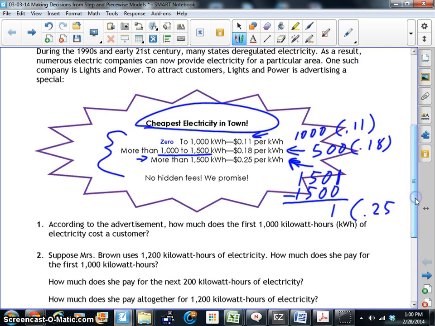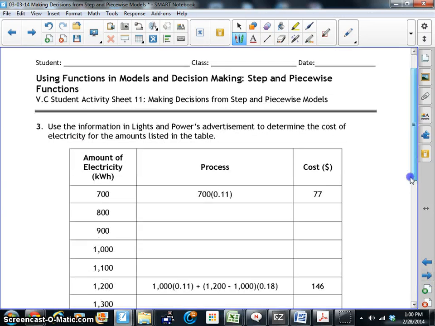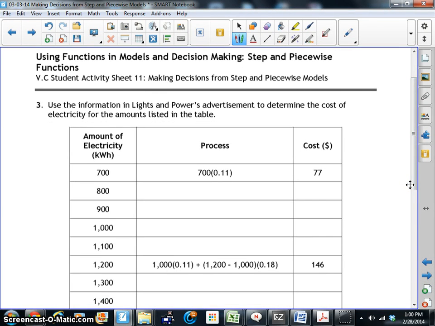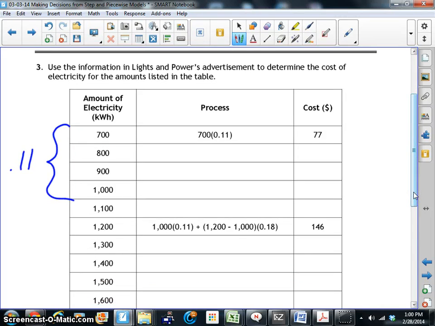And so we're going to do a couple of things. First off, we're going to populate this particular table. For the first 1,000 kilowatt hours, we're paying 11 cents per kilowatt hour. So we're going to use this to come up with a couple of formulas that will help us put this all together to make a piecewise function. So first off, we start with the first 1,000. Then we have the 800 kilowatt hours, so that's going to be $88, and of course 900, that's going to be 99.